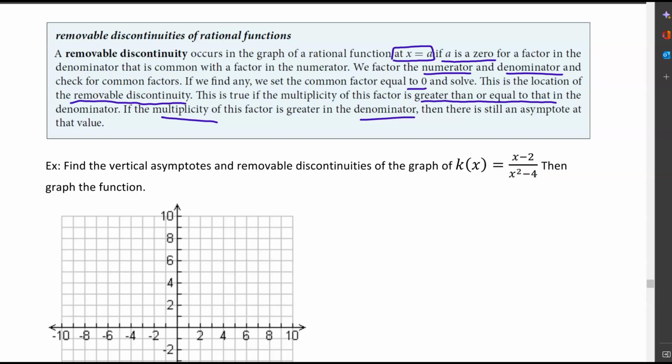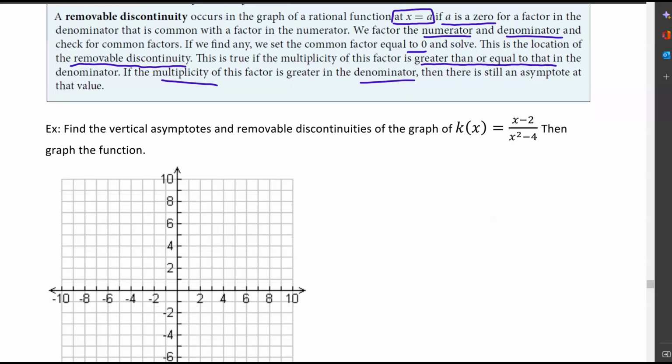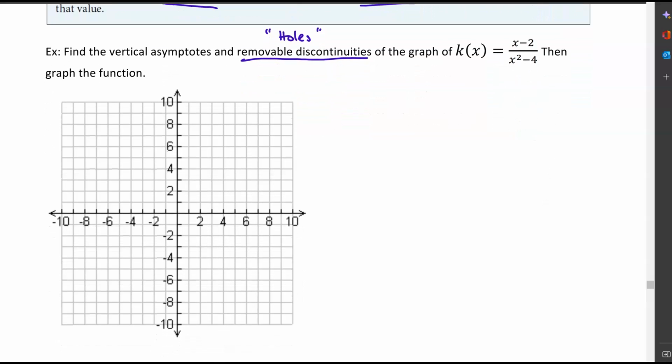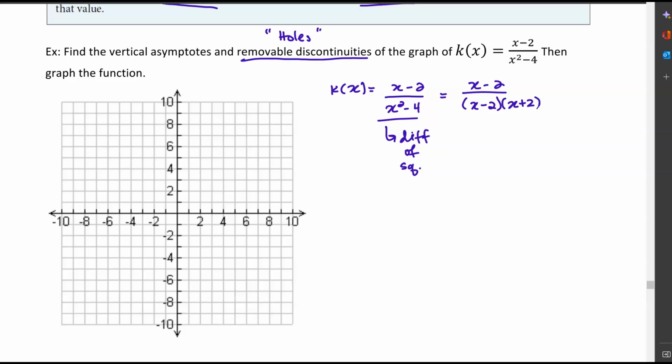So let's take a look at what this really means. We're just looking for removable discontinuities, or in other words, we're looking for holes in the graph. Let's take a look here. We have k of x equals x minus 2 over x squared minus 4. We can go ahead and factor this. We're going to have x minus 2 on the top. Remember, this is the difference of squares, so the denominator can be rewritten as x minus 2 and x plus 2.